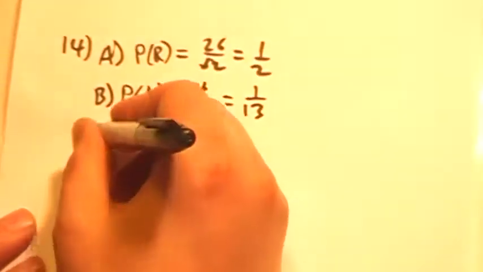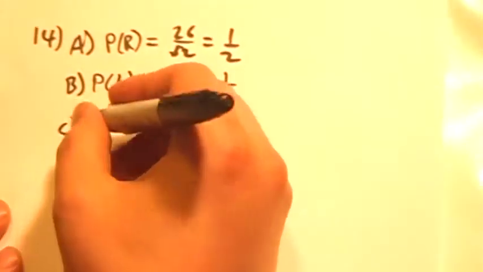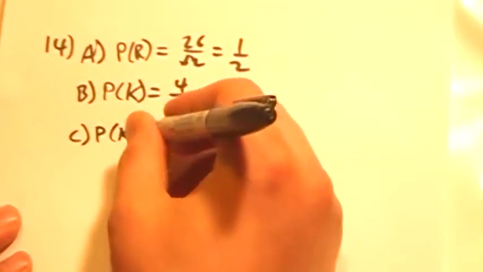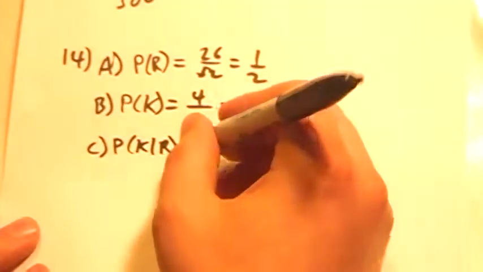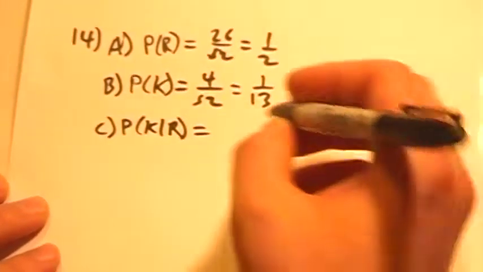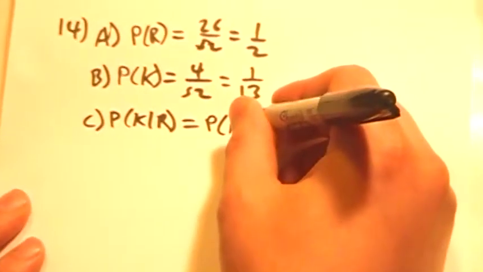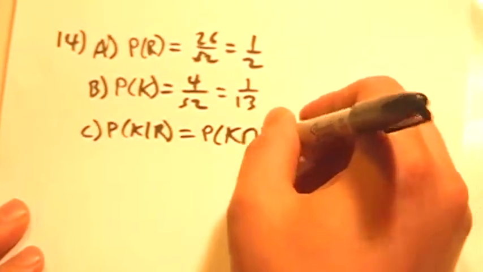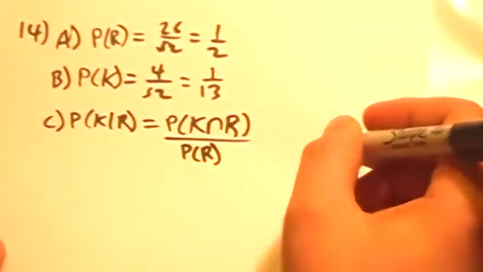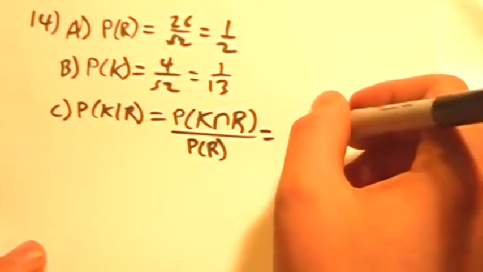So for part C, it asks us, what is the probability of choosing a king if it is red? So it's king given that the card is red. So for that, we have to remember our formula. Anytime we have something that's given to us, we have to look for the probability of king intersect red, and then we put the probability of the given on the bottom, which is the probability of the red card. So we're looking at the probability of a king and it's red.